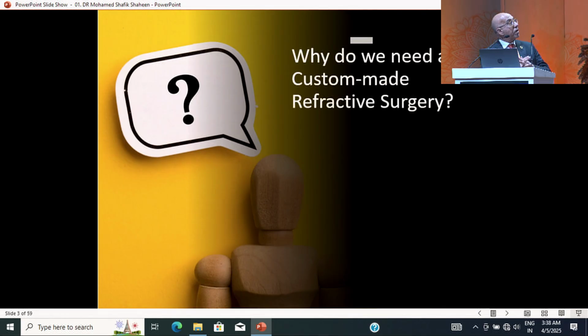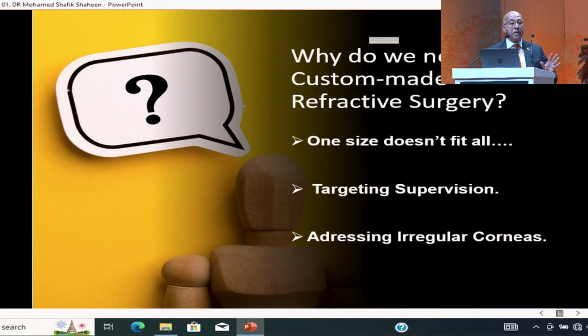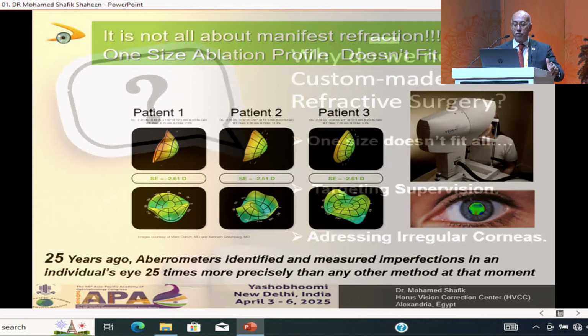And the story: why do we really need a custom-made refractive surgery? Actually, because of three major causes that we are going to address in every patient. Number one, size doesn't fit all. Number two, targeting the supervision. And of course, number three is addressing the irregular cornea.